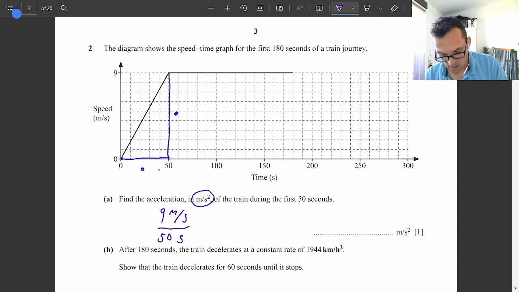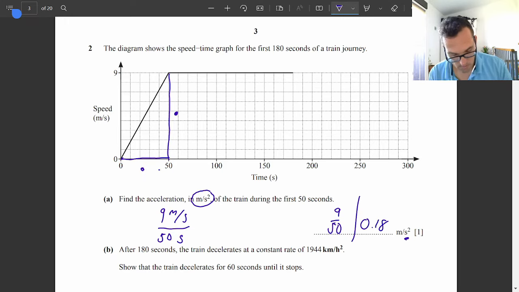9 over 50 meters per second. That 2 seconds will give us seconds squared. And that's the answer. 9 over 50 is a perfectly reasonable answer. If you want to write it as a decimal, 0.18 is also correct. Either one will do. Question 2b.